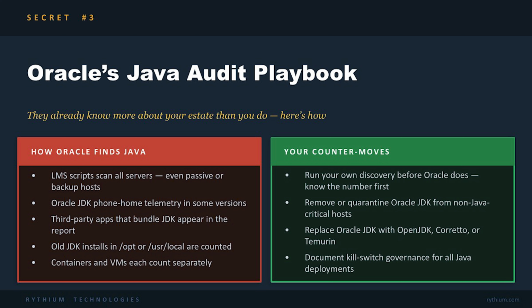The third point on the left, third-party apps bundling JDK, is what fills Oracle's report with installs you didn't even know you had. Look at the right column. Every one of those counter moves requires you to have started before Oracle knocked on your door. If you're already in an audit and haven't done this work, you're negotiating blind. And negotiating blind means paying much more than you should be paying.